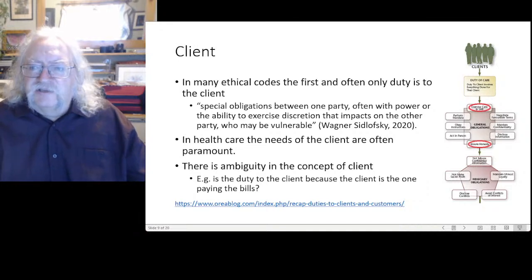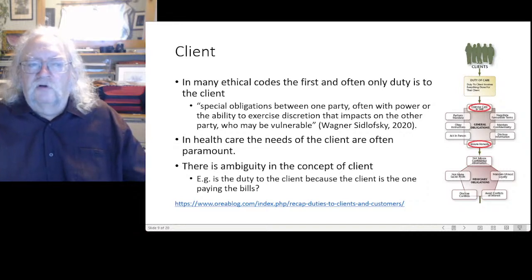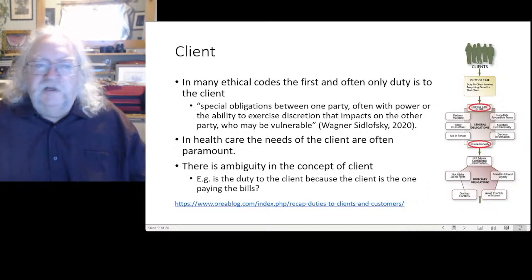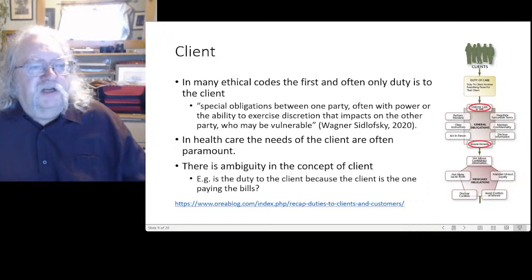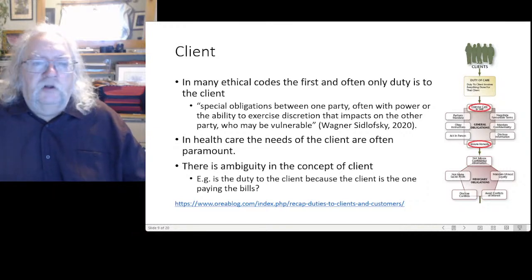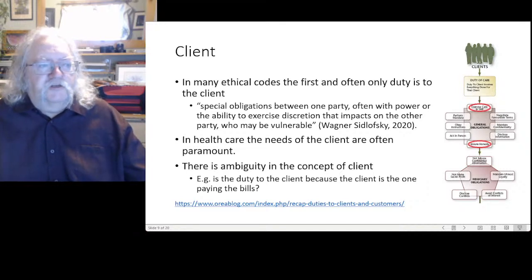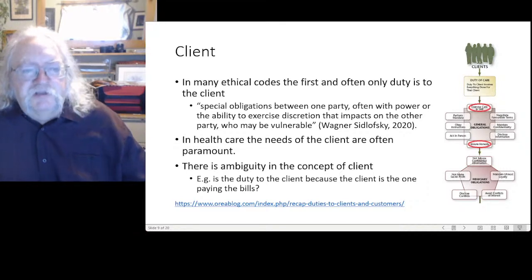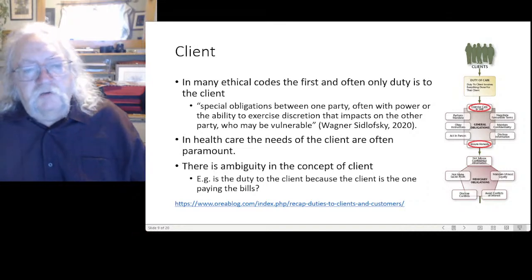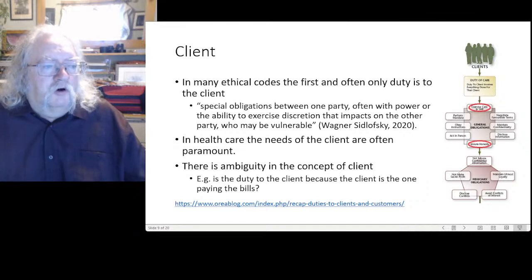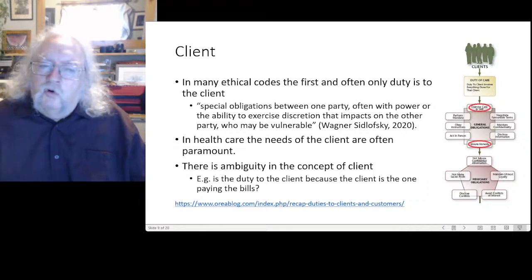A group that is mentioned a lot is the client. And in fact, in many ethical codes, the first and only duty is to the client. And this is especially the case in service professions such as finance and accounting or legal representation, where the obligation to the client is expressed as fiduciary duties, which are, to quote, special obligations between one party, often with power or ability to exercise discretion that impacts on the other party who may be vulnerable.